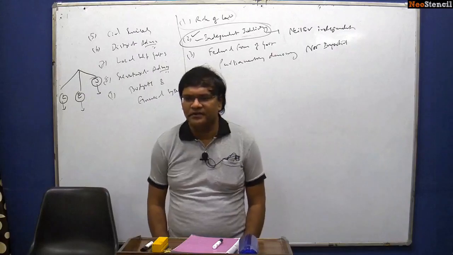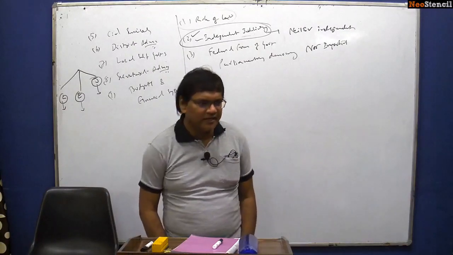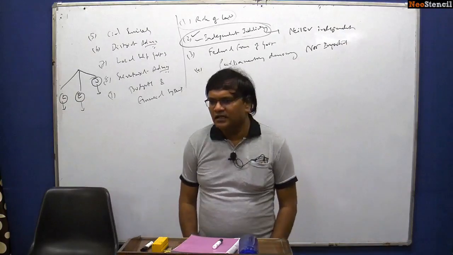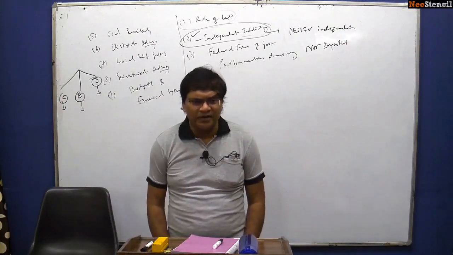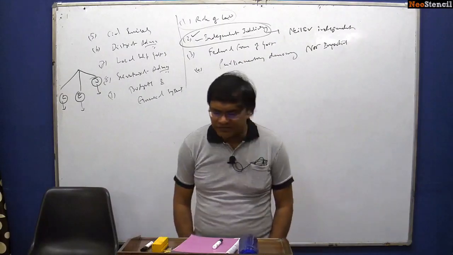Can veto the decisions of the Supreme Court. It was not independent. It was not impartial. Why was it not impartial?